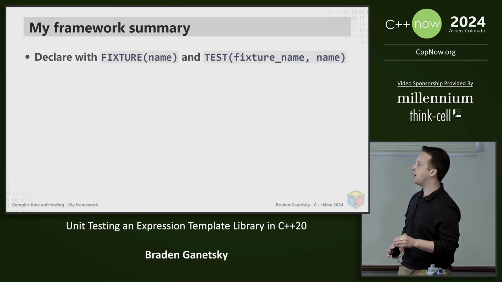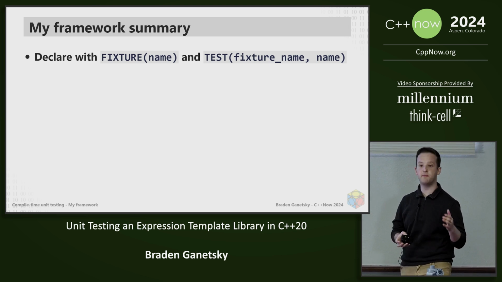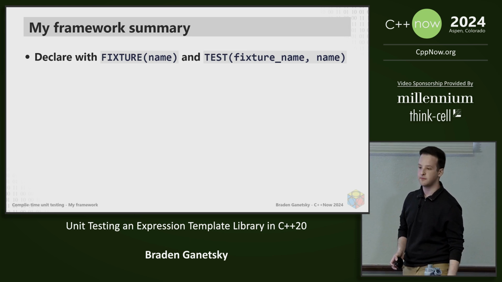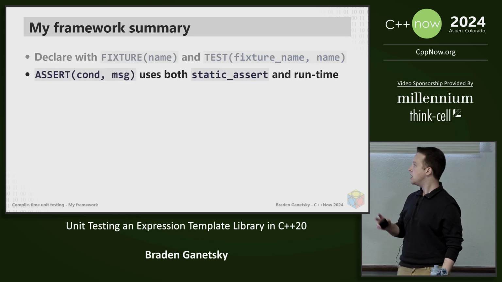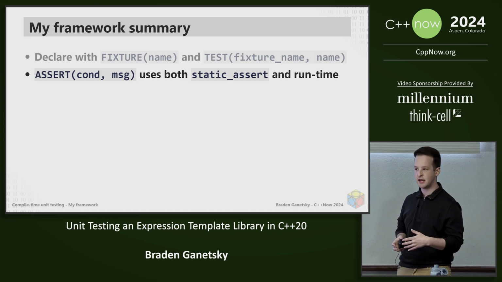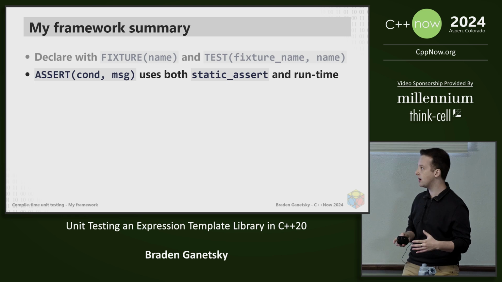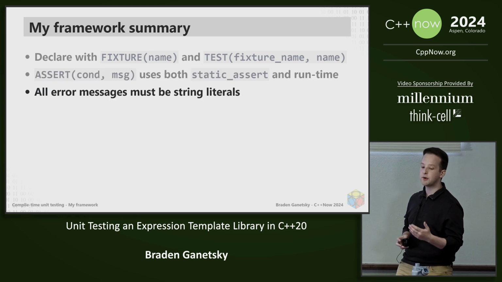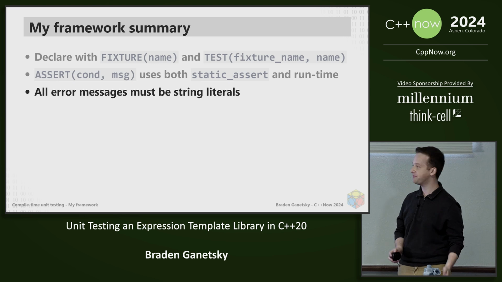I'm going to summarize my framework. You declare a fixture with fixture of name, and you declare a test with both the fixture name and the test name. These could be strings of anything, not just valid identifiers. You assert with a condition and a message. It uses both static assert and runtime assert. I want to make sure that you can test something both at compile time and at runtime. That was one of my criteria. Also, error messages must all be string literals because I'm using static assert.